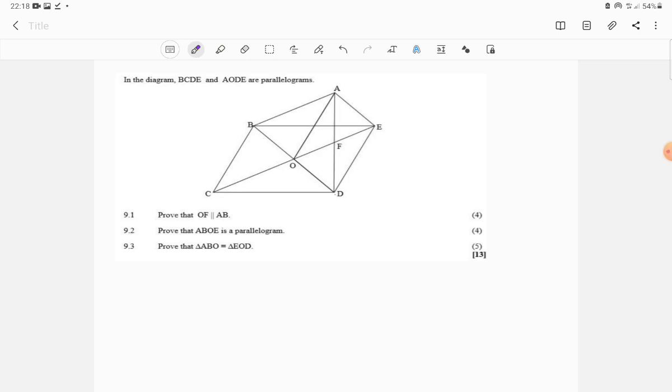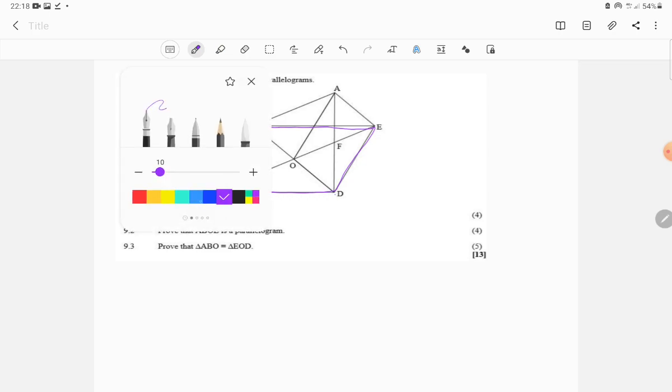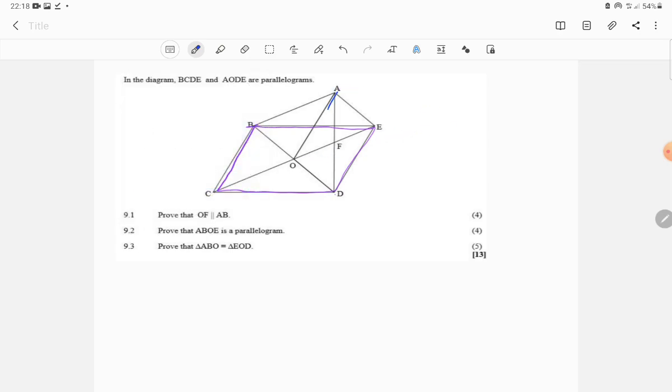Welcome back. Let's begin. Given that BCDE is a parallelogram, and ADOE is also another parallelogram in the very same figure. We now have two parallelograms. The question says, prove that OF is parallel to AB.